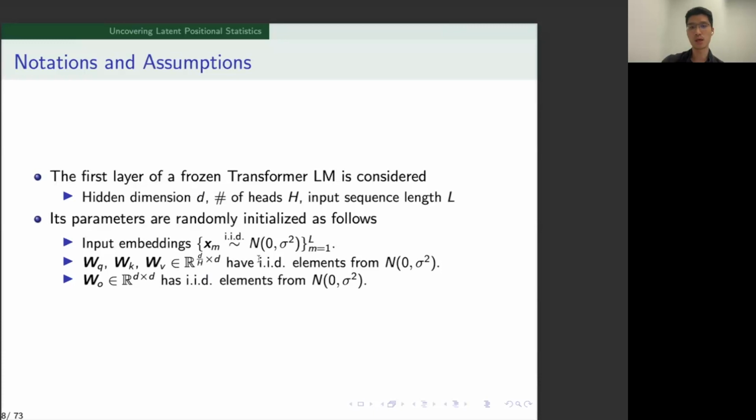So let me go through some notations and assumptions. Just for the analysis purpose, I analyzed the first layer of a Gaussian transformer language model. The reason is that if the very first layer already encodes the positional information, it can easily pass this information to subsequent layers. Also, I initialize the input embeddings and all the parameters randomly following the usual convention, which is just a Gaussian distribution with zero mean and sigma squared as its variance.